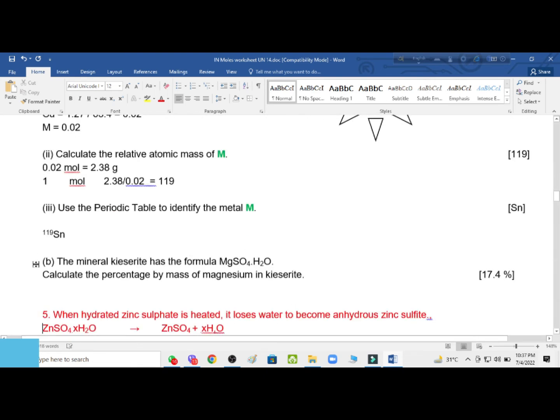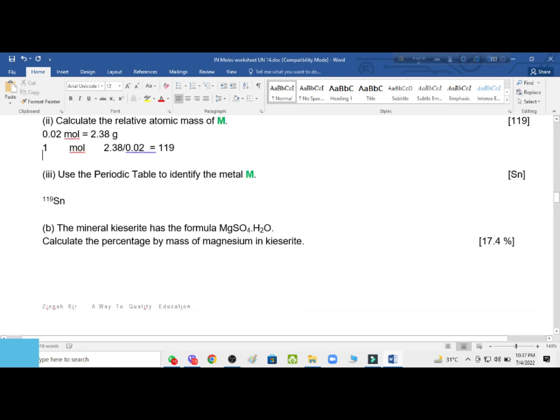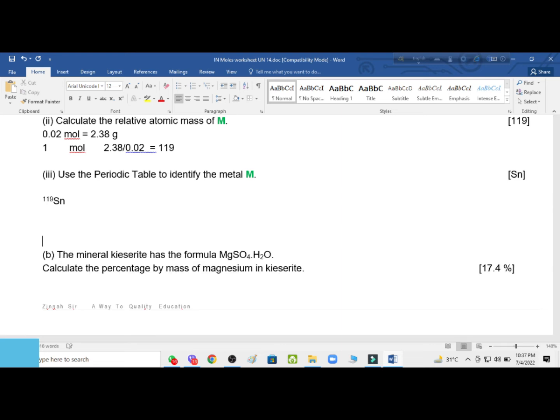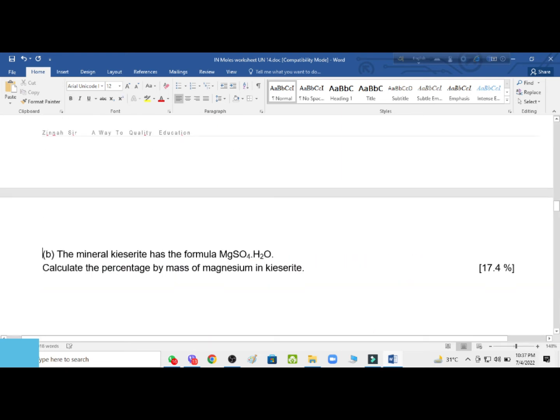Okay. Now another question, number B here. The mineral kieserite. Don't worry about the word. Kieserite has the formula. It's a commercial name or trade name of this compound. It's called ore. You'll learn them later. Calculate percentage by mass of magnesium in the kieserite.